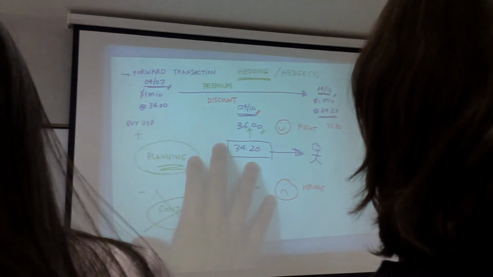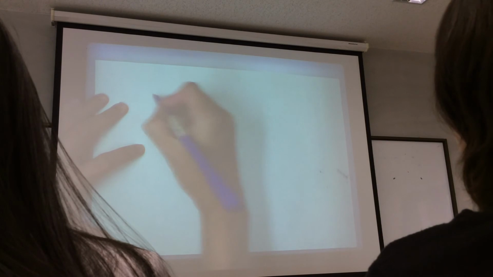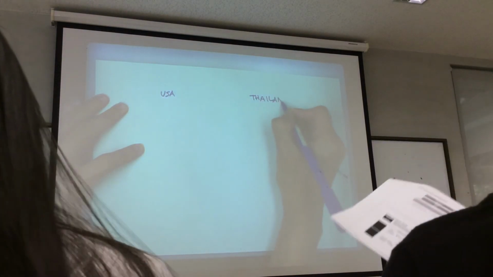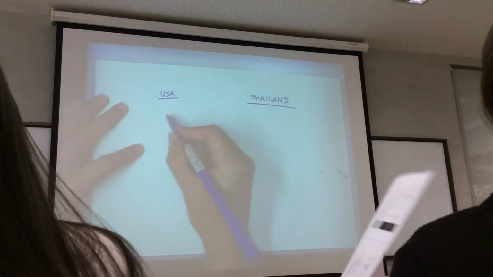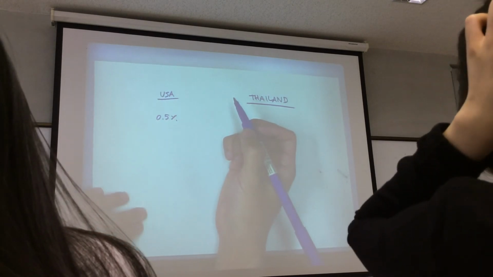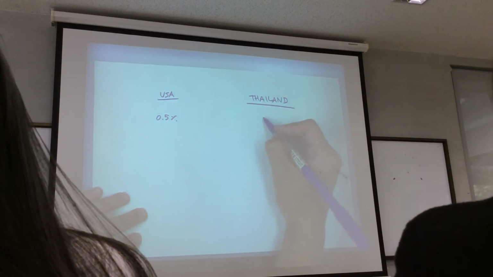Okay? When is it premium, when is it discount? The answer is you need to look at the interest rate between the two countries. So let's say the interest rate in the US is now at 0.5%, and the interest rate in Thailand is now 1.5%.